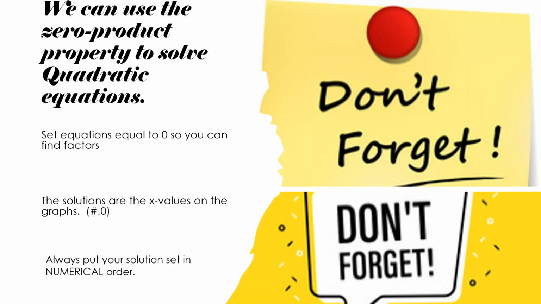All right, don't want to forget that we can use the zero property to solve our quadratic equations. We set the equation equal to 0 so we can find our factors. We are looking at those x values on the graph, that is our solutions, and we always want to make sure that our solution sets are put in numerical order, no matter what.